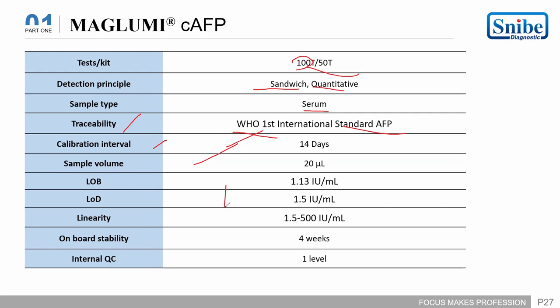We have a limit of blank and limit of detection, and we have a broad measuring range as compared to the competitors, and the onboard stability of 4 weeks, with a free of cost internal QC of one level available. If the customers don't want to use the SNIBE internal QC, and they have a requirement of more than one level of QC, some labs want to use two levels of QC, and some labs want to use three levels of QC.